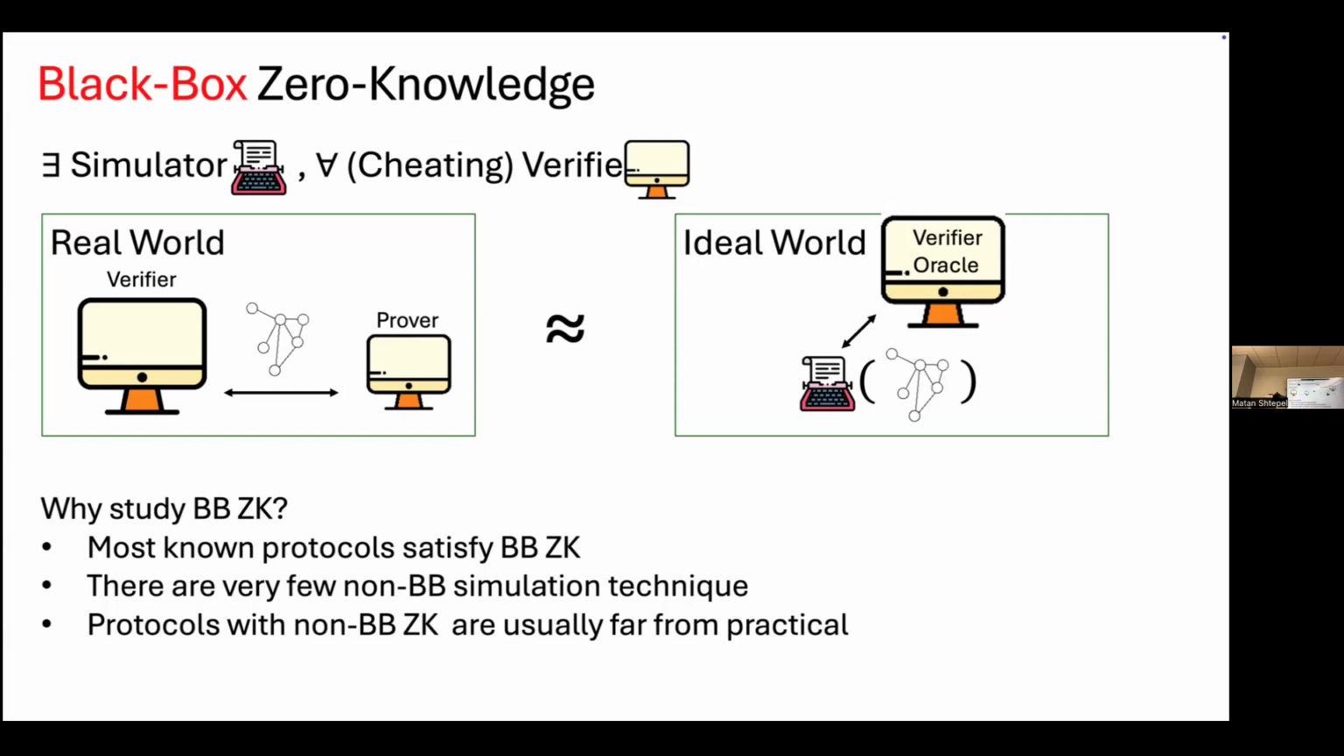So why do we care about black box zero knowledge? There are a few reasons, but they are all very important. Actually, most known protocols do satisfy the black box zero knowledge property. And indeed, sometimes non-black box simulation techniques would help us achieve something that's not achievable in the black box setting, but there are only very few known non-black box simulation techniques. And also protocols with non-black box simulations are usually much less practical. They're more complicated and inefficient.